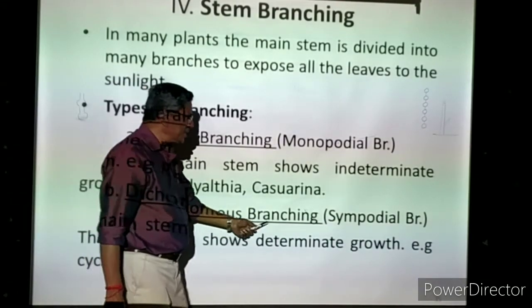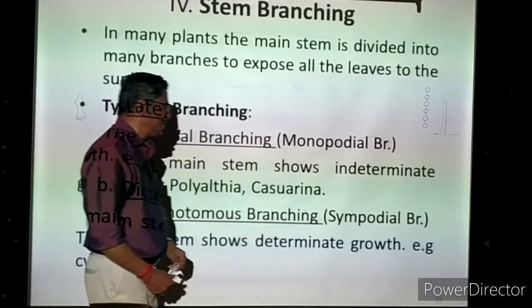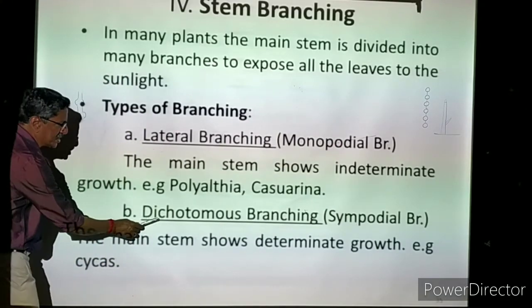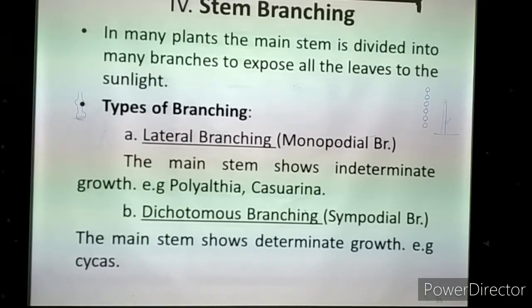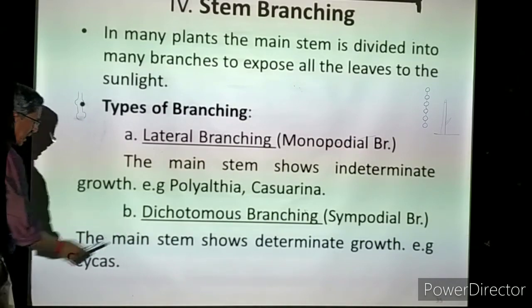The dichotomous branching is also called sympodial branching. Now in the name itself we can understand: di. One stem is growing, and at the tip of the stem only 2 branches will be there, a fixed number. That is called dichotomous branching.